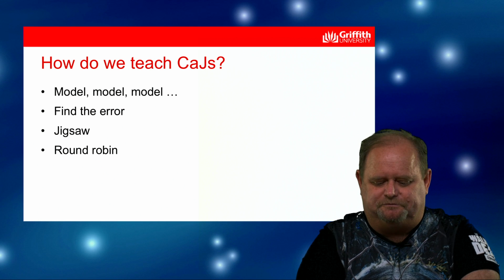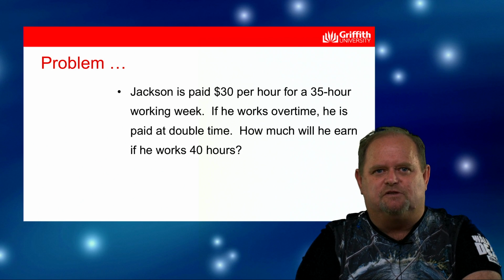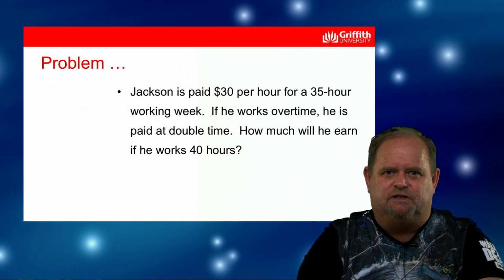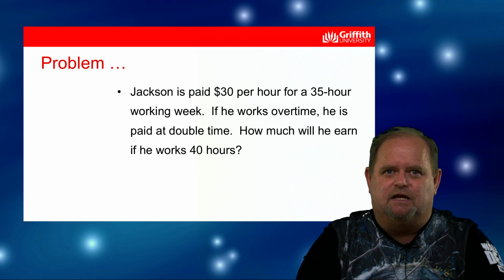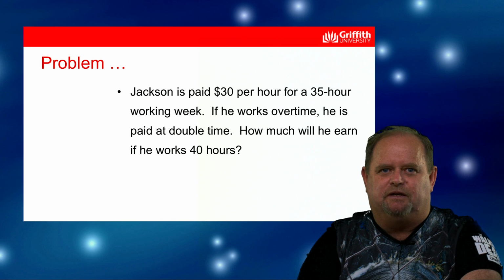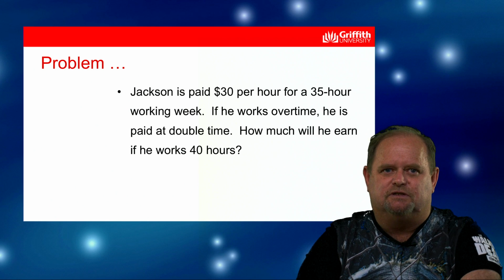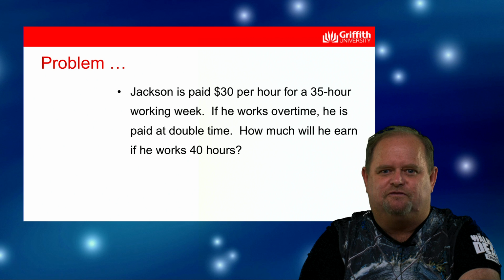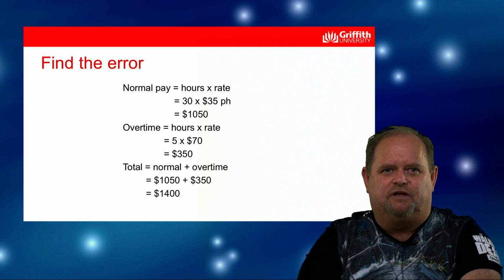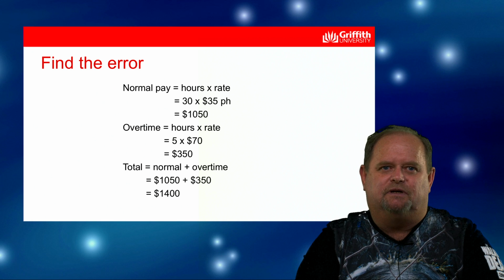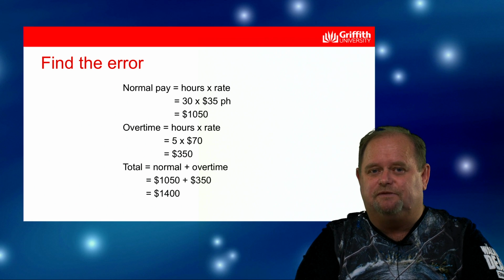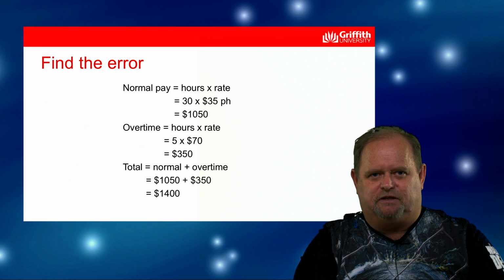So here's a problem. Jackson's paid $30 an hour, so obviously not teaching, for a 35-hour working week, definitely not teaching. And if he works overtime, he's paid at double time. How much will he earn if he works 40 hours? First of all, find the error. Students then have to find out where the mistake is, identify the error, and now correct the error.